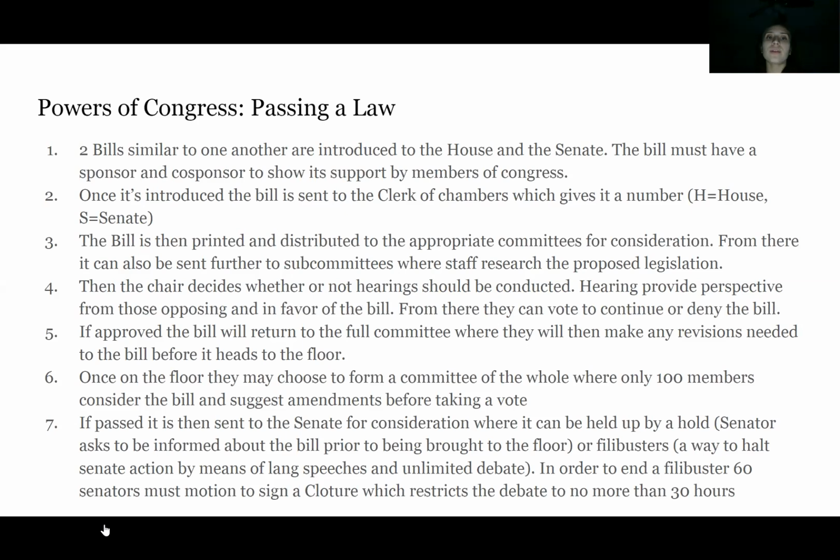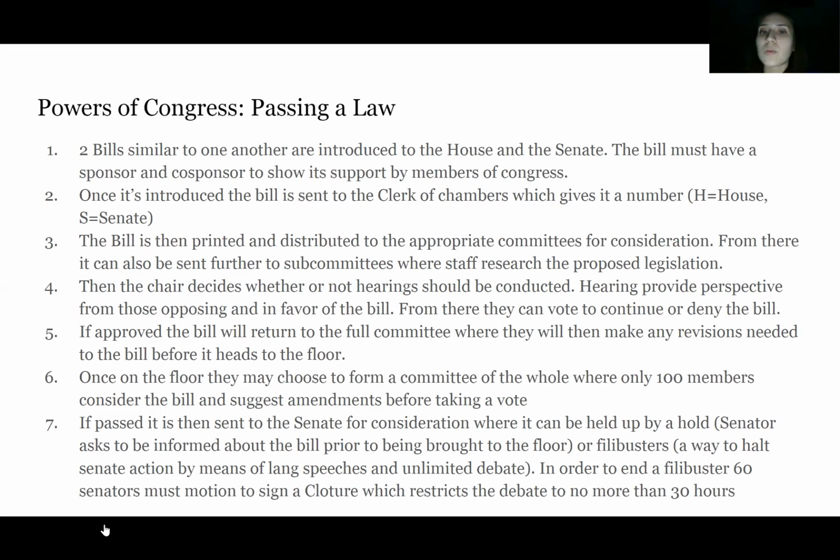If it's approved, then it will return back to the full committee. And then there, they'll make any revisions that they want to make, any amendments, before it hits the floor. If it's approved, then it'll lead to the floor. Once it's on the floor, they can choose to have a committee called a committee of the whole, where only 100 members of Congress will be there to listen and suggest any amendments before taking a vote on it.